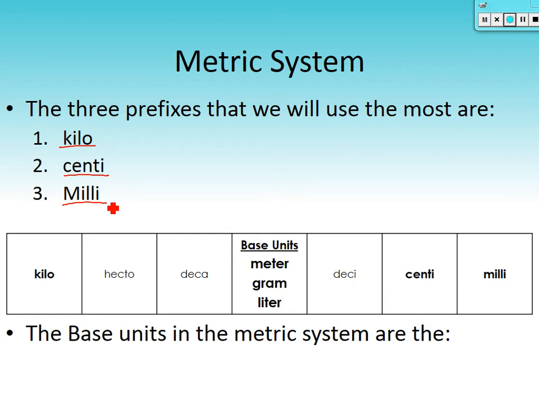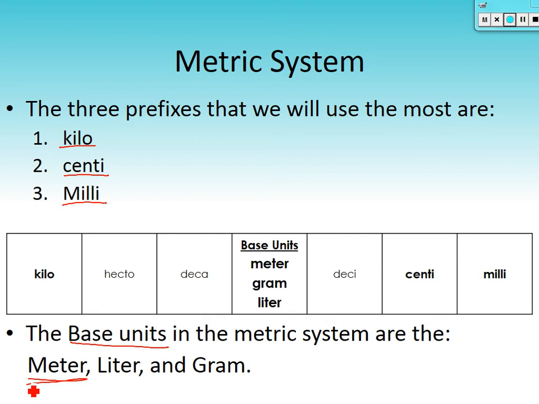The base units in the metric system are meter, liter, and gram. So these are the base units. When we're measuring length, we're doing it in the meter. When we're measuring volume, we're doing it in liters. And when we're measuring mass, we're measuring in terms of grams. So, in the metric system, we're going to see in the center box the base units. It's the meter, the gram, and the liter. These are the three base units.